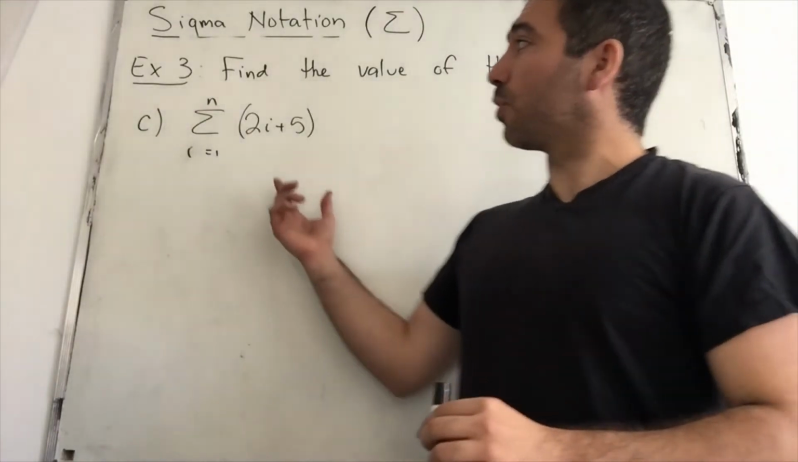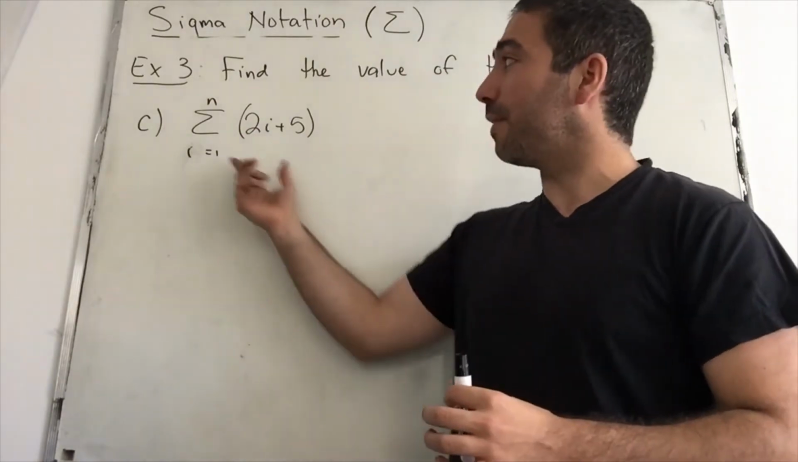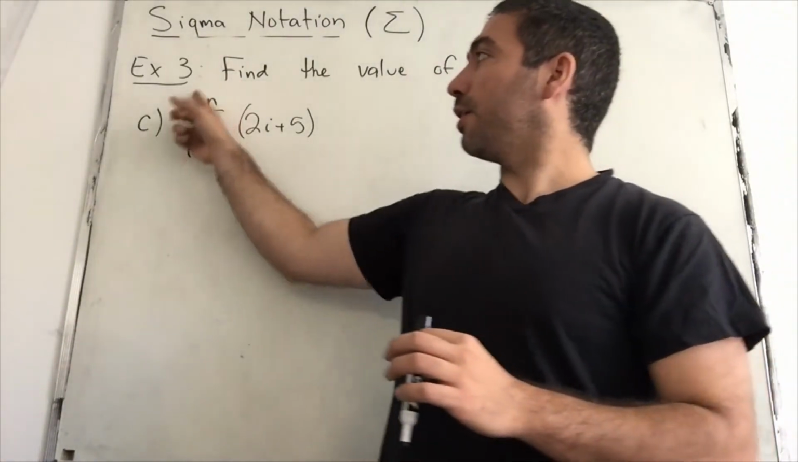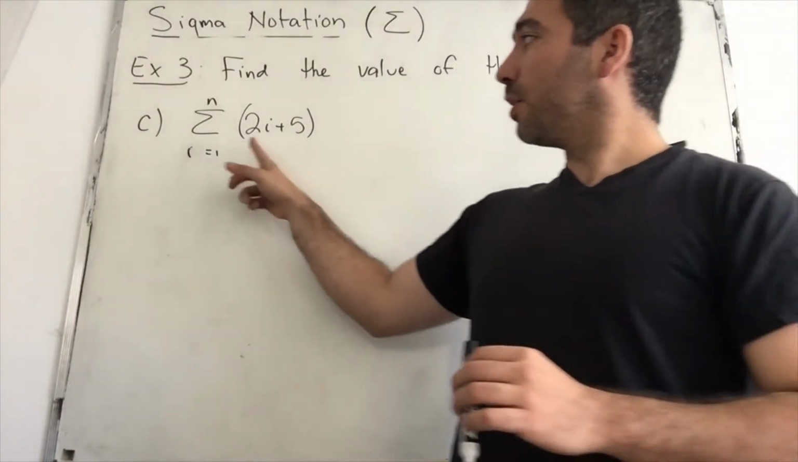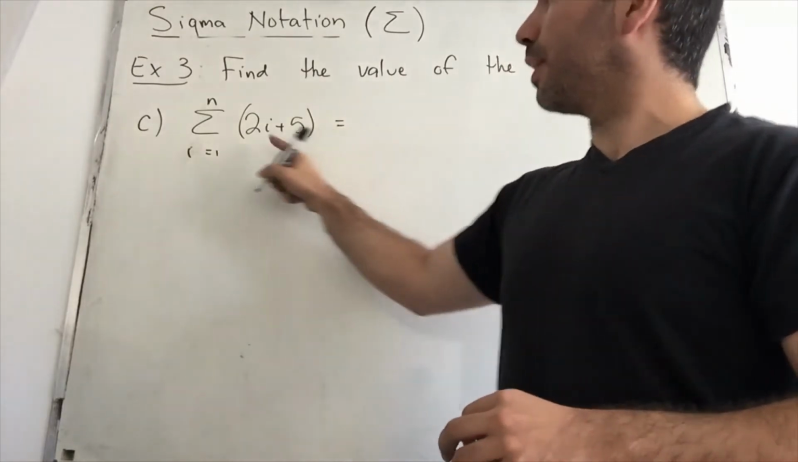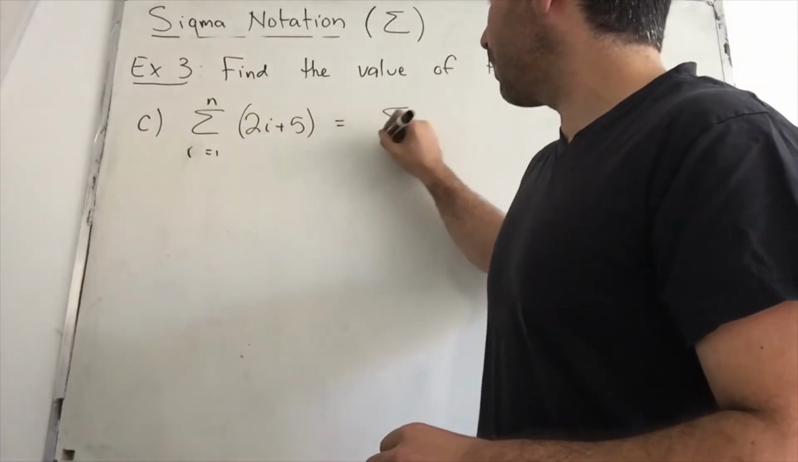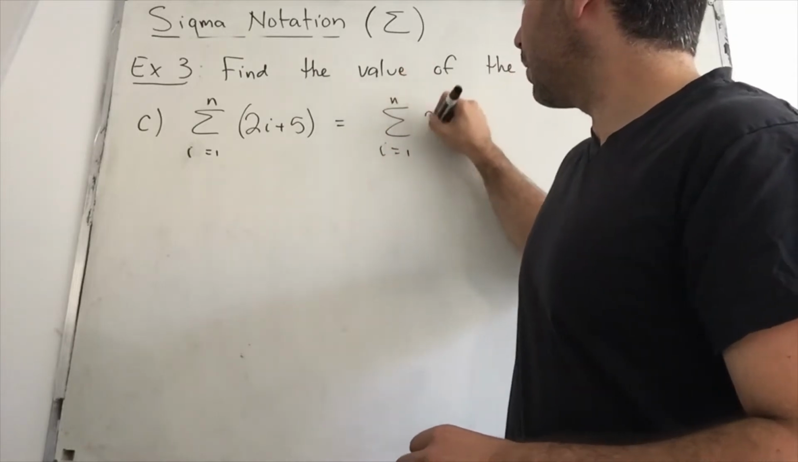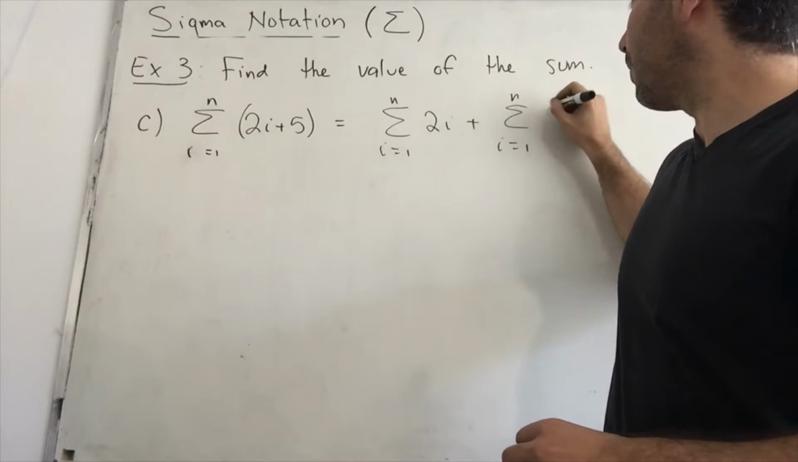In this next example, we have the sum from 1 to n of 2i plus 5. Notice now we don't actually have a value on the upper bound. We have n. So how do we deal with that? Again, we have no choice but to apply our properties. We could first use the property that if we have a summation, we could deal with the terms individually. So we have the sum from i equals 1 to n of 2i plus the sum from i equals 1 to n of 5.